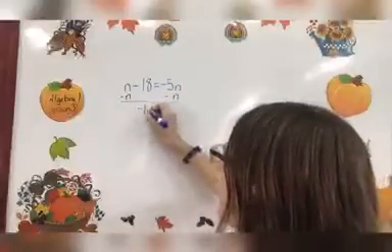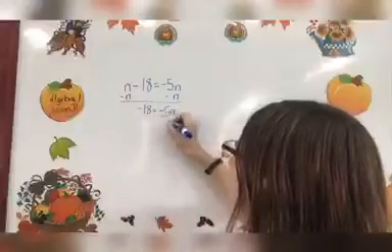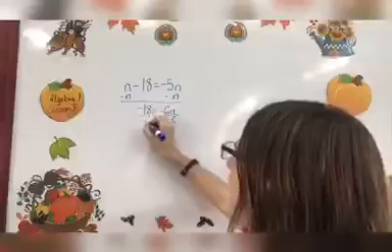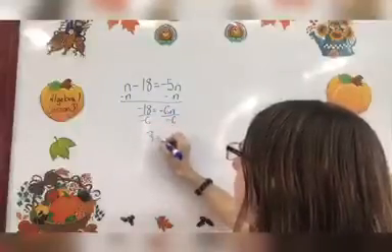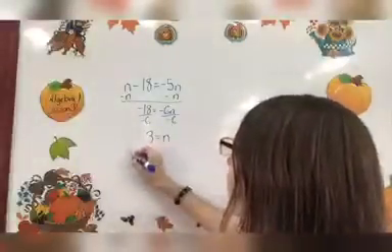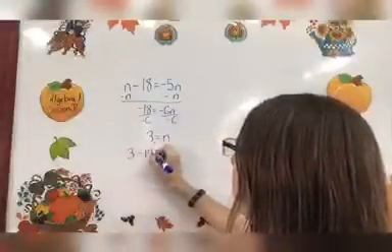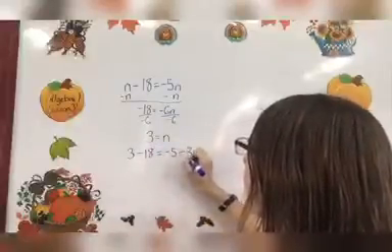Leaves me with negative 18 equals negative 6n. Divide both sides by negative 6. My answer is going to be positive. 18 divided by 6 is 3, so I get n equals 3. To check, I put 3 in both places. 3 minus 18 equals negative 5, not minus 3.